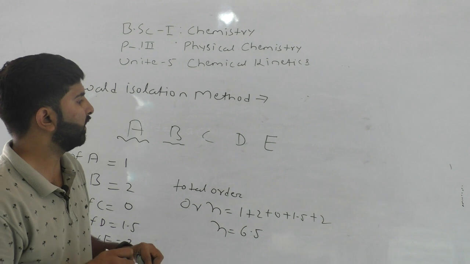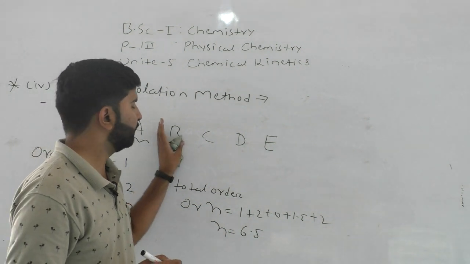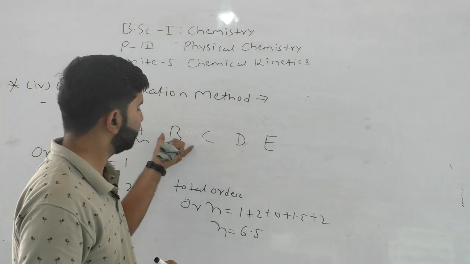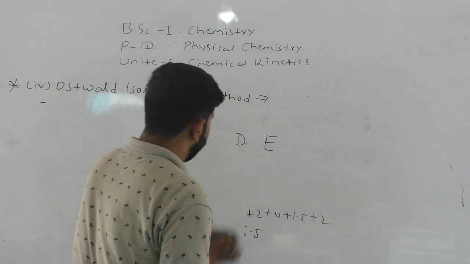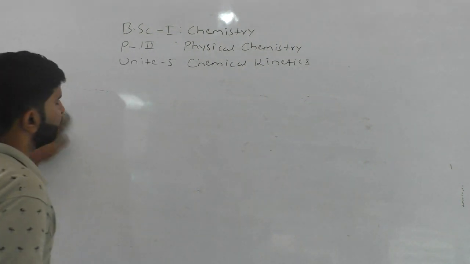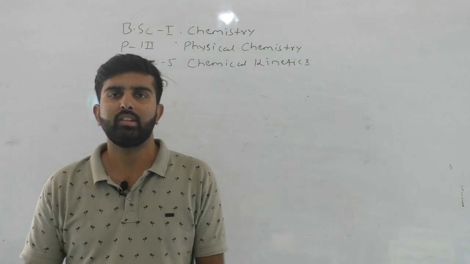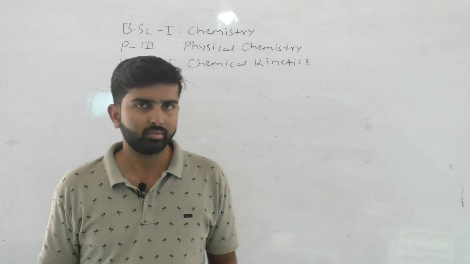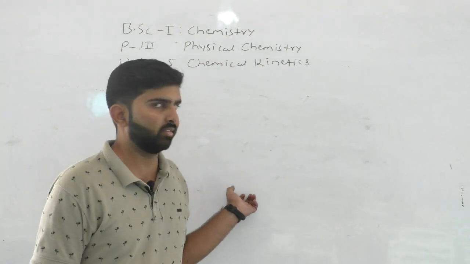So we calculate the order by isolating one reactant from the other reactants by concentration. This is the determination method for the order of the reactions. In the next class, we will study the methods to determine the rate constant of a reaction. Thank you.